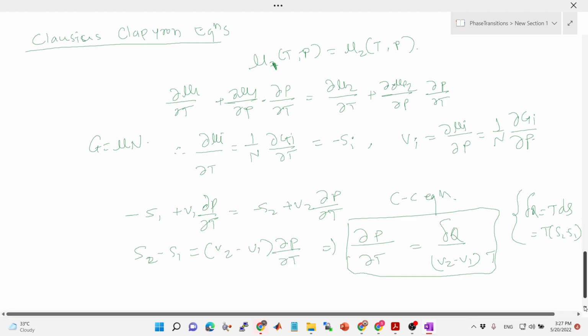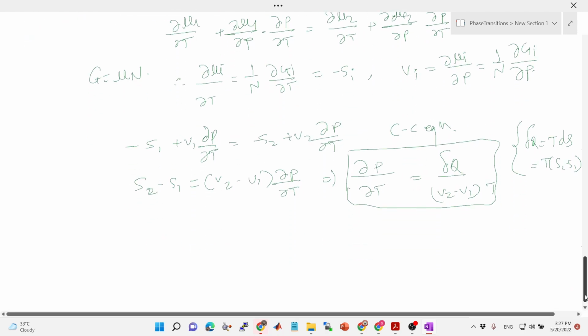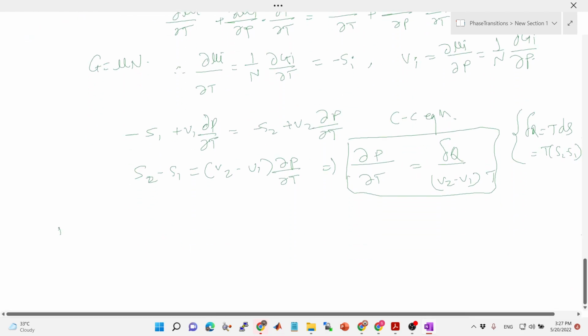And based on this equation, we can discuss the phase transitions also. Let's first discuss the delta Q. If delta Q is greater than 0, that means the change in heat is positive. That means the transition takes place with the absorption of heat. So you can say that it is an endothermic transition.